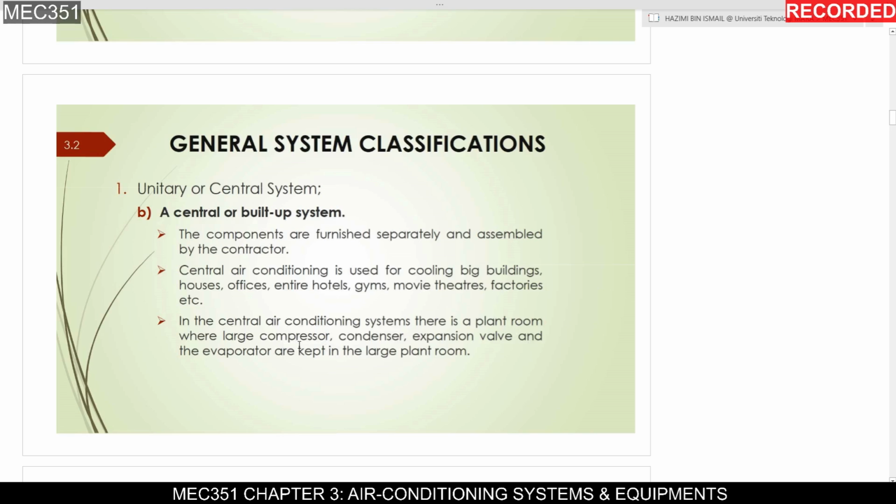From there, it is connected with the cooling tower to remove heat to the surrounding, and it is also connected to a large number of AHUs in the buildings of UITM. So let's say in our FKM building, on the third floor alone we have around 5 to 6 AHU rooms. AHU stands for air handling unit. We will go deeper into that after this.